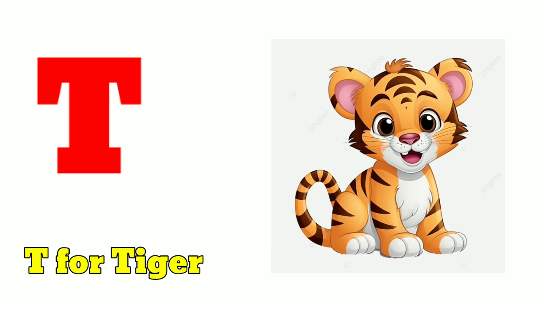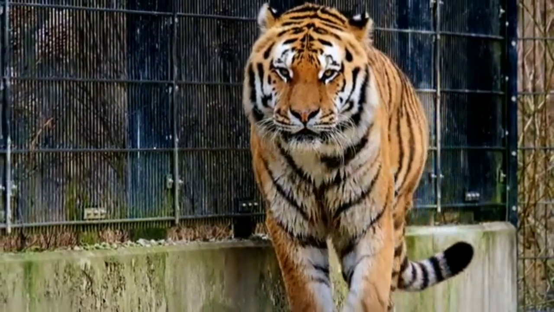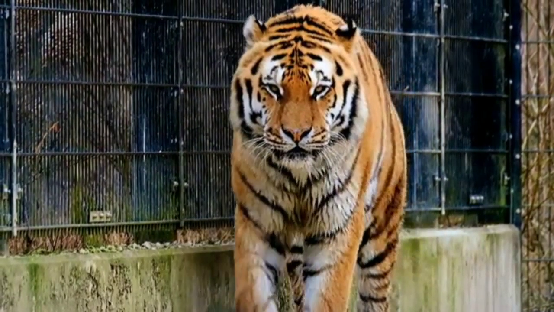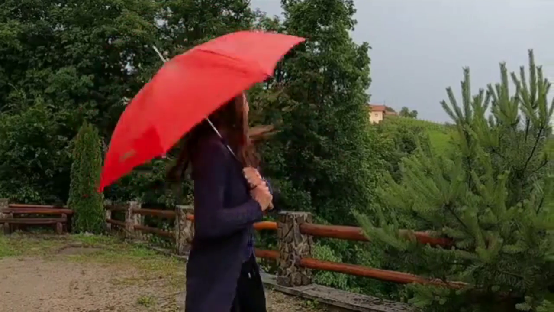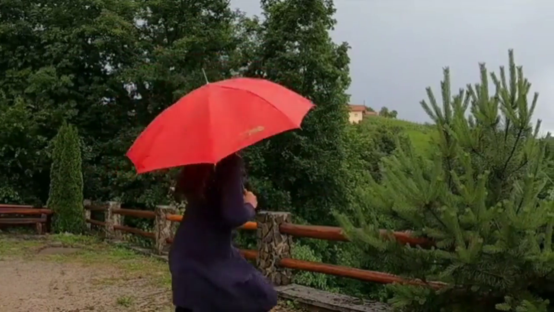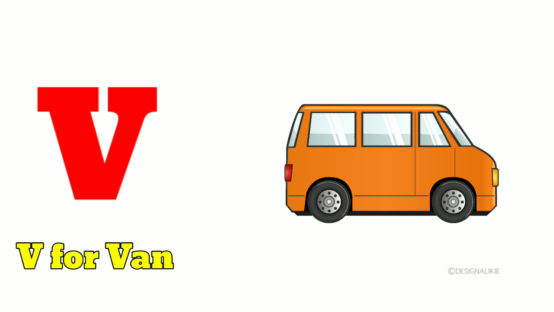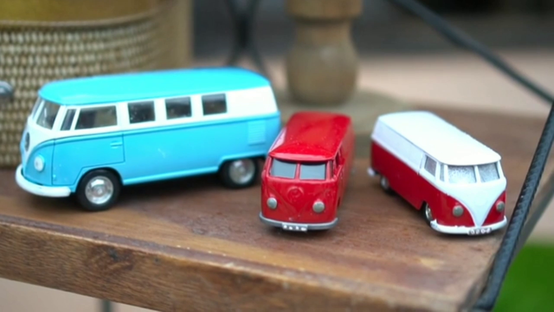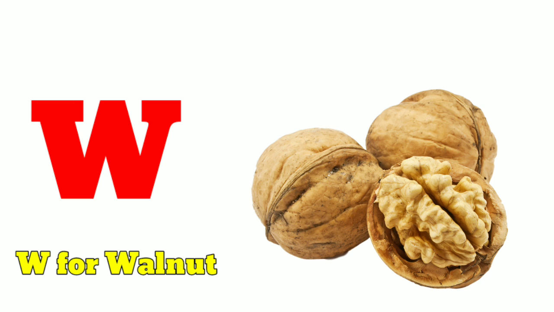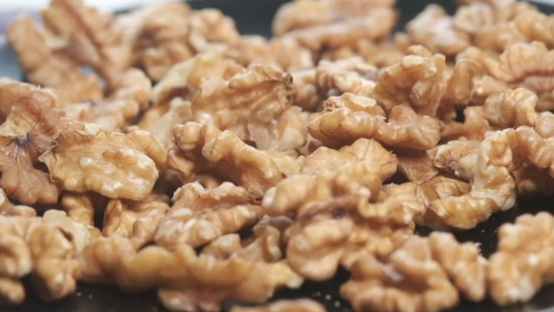T for tiger. Tiger means tiger. U for umbrella. Umbrella means chhata. V for van. Van means gaadi. W for walnut. Walnut means akhrot.